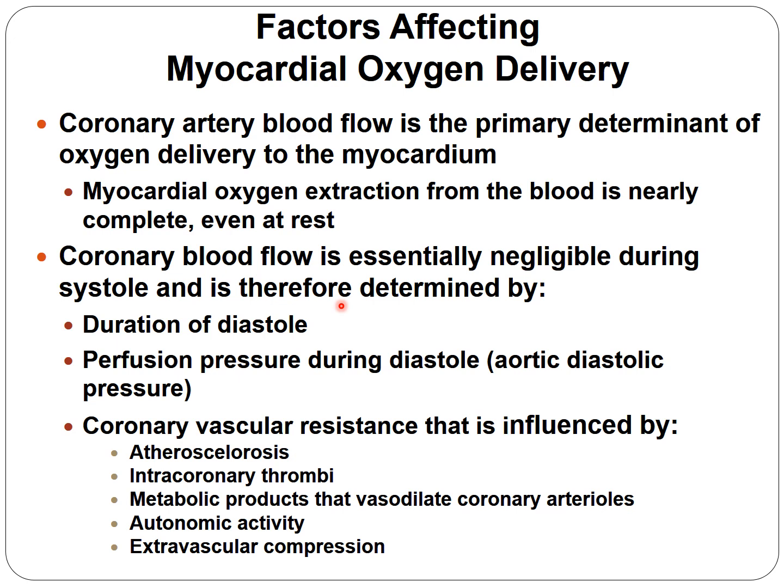If you do have tachycardia, the diastolic time decreases. This is why there is less time for the coronary circulation. Plus, the demand of the myocardium is much higher if they work more. Another very important factor is the coronary vascular resistance, which is further influenced by, for example, atherosclerosis, intracoronary thrombi, metabolic products that cause vasodilation or vasoconstriction, autonomic activity, and extravascular compression.